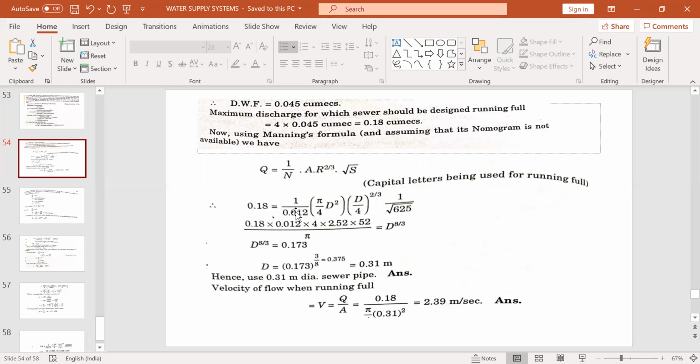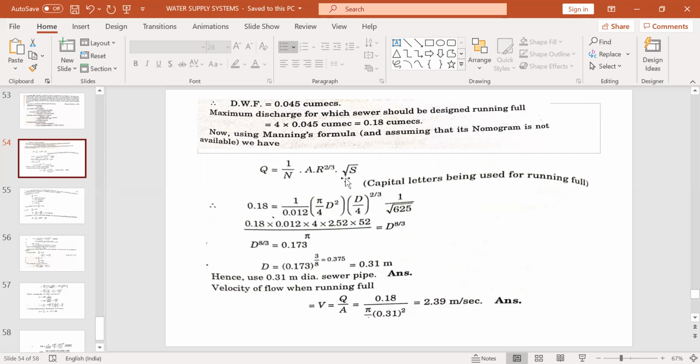N is given in the question, 0.012. What is the area? Pi by 4 D square. R, when the pipe is running full: what is the area? Pi by 4 D square. What is the perimeter? Pi D. So R is A by P. A is pi by 4 D square, P is pi D, so pi by 4 D square by pi D is D by 4. So R is D by 4.